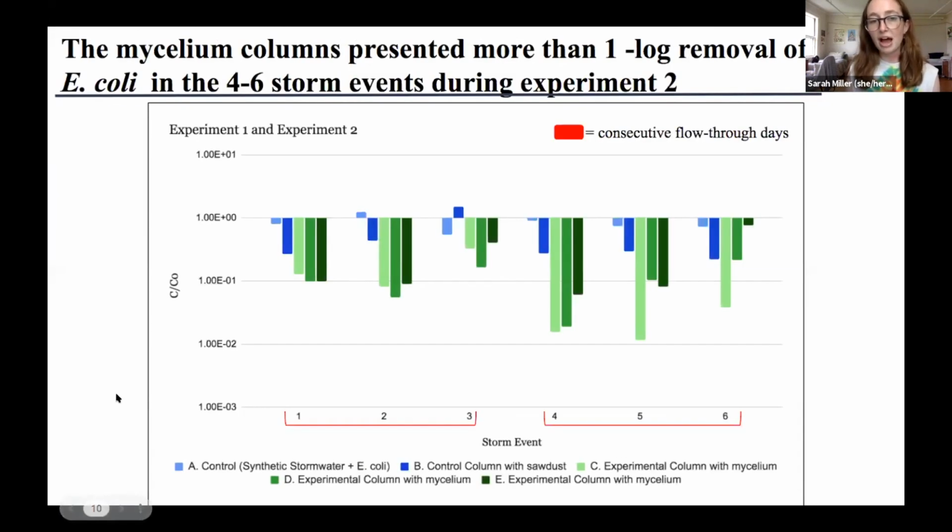For this second graph, we have our second experiment. So again, the first 3 storm events on this base are from the first, and then we had a drying period of about 5 to 8 days before we began our second experiment, which had storm events 4 through 6. And you can see that in the 4th through the 6th storm events, there was an increase in removal by the mycelium packed columns, which are the green bars again. And there's little change in the controls at this point.